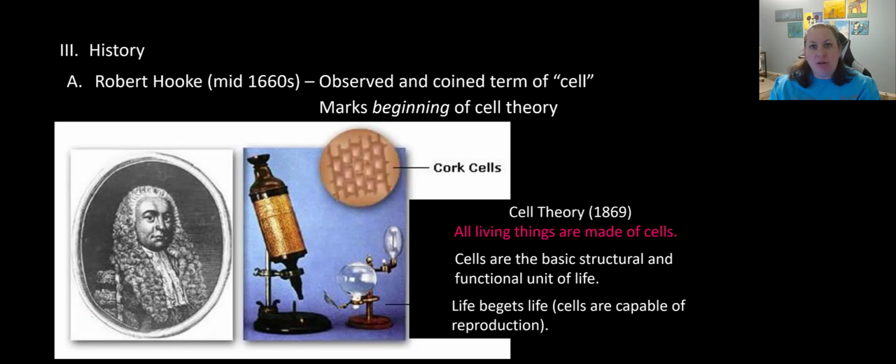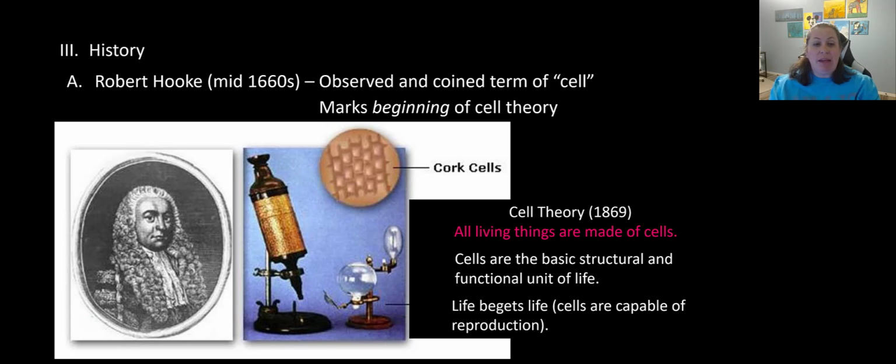So let's take a look at the history of microbiology, and our first player is Robert Hooke. Robert Hooke started his studies and findings in the mid 1660s. He was able to observe a cell for the first time under a microscope, and he's the one who actually coined the term cell. And this marks the beginning of what we are going to eventually see as the cell theory. Now, the cell theory doesn't come into full effect until 1869, and it has 3 components.